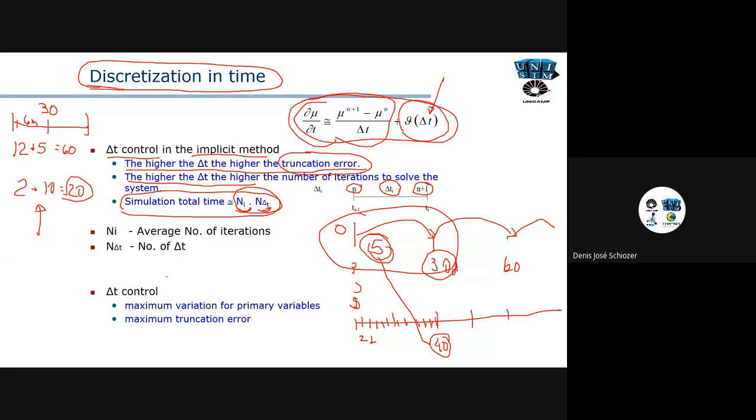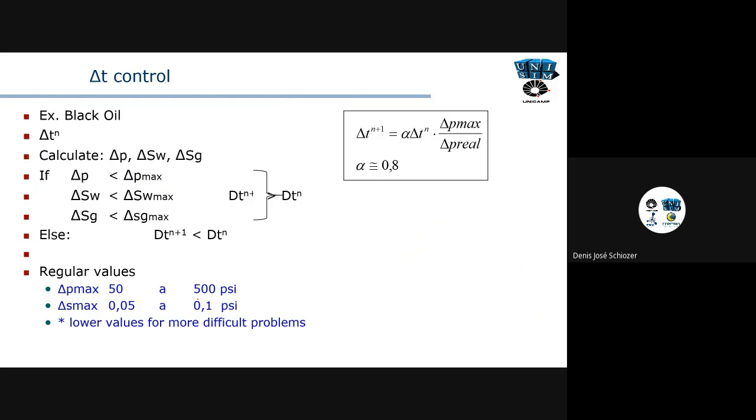So in the past, we used to do a manual control of this time step. And today, this control is automatic by the simulator. And I'm going to explain how the simulation works, okay? So the time step control is basically done, and the option I'm going to explain here, which is the most common in the simulator, is based on the variation of the primary variables, which are saturation and pressure, okay? And how it works, here's an example.